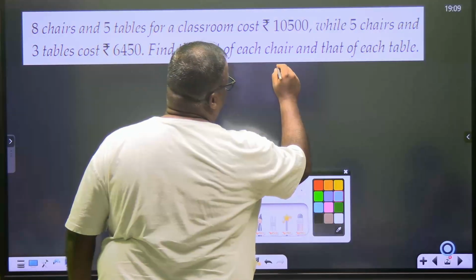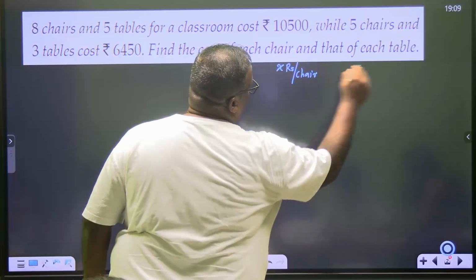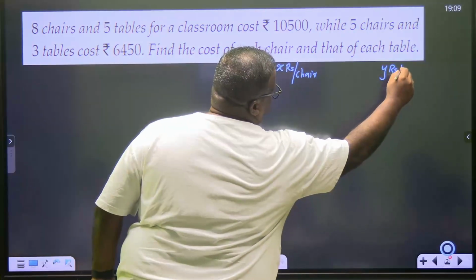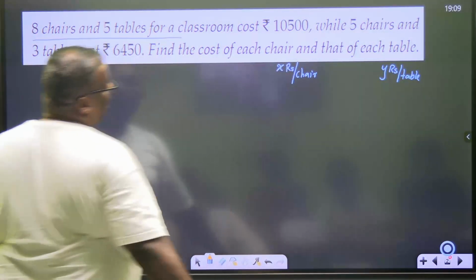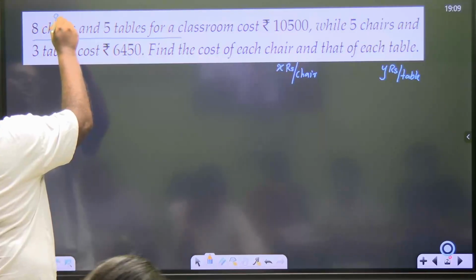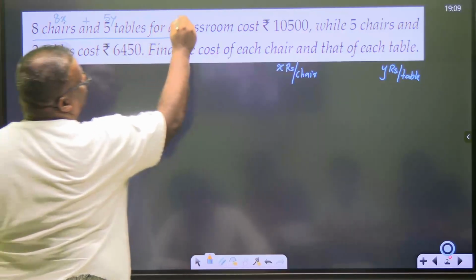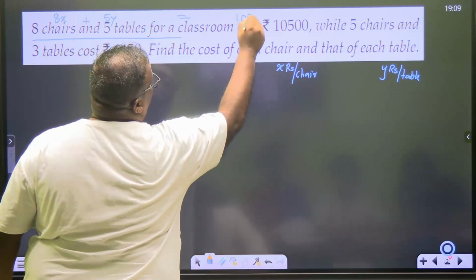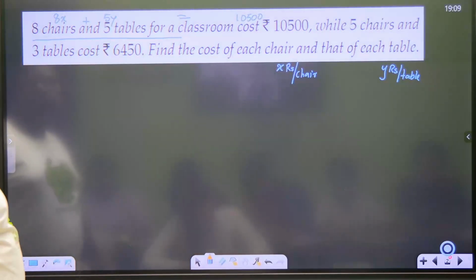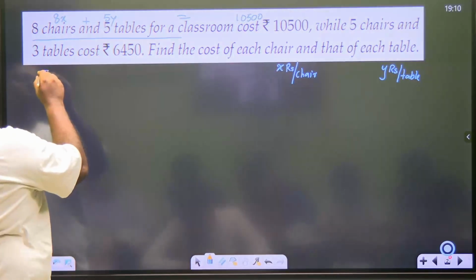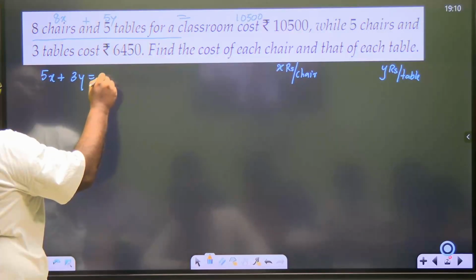If we take the chair's value as x rupees per chair, and this as y rupees per table, you can see two combinations. This is one combination: 8 chairs, that means one chair is x, so 8x plus how much? 5 tables, 5y, should be equal to how much? 10500. Equation 1 ready. Agreed? And similarly, equation 2 is also ready, which is 5 chairs and how many tables? 3 tables give you 6450.